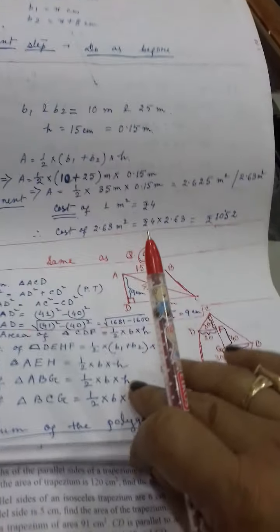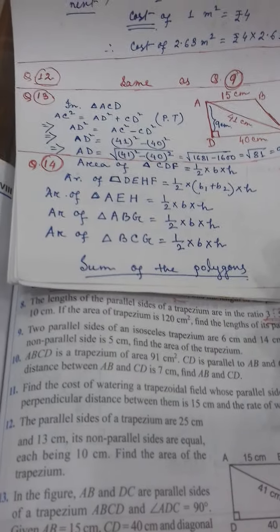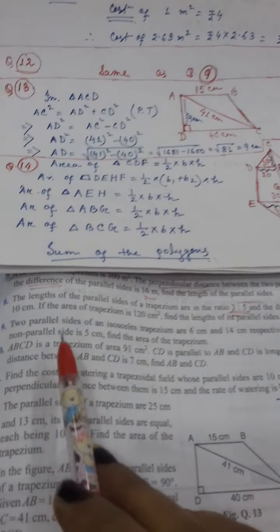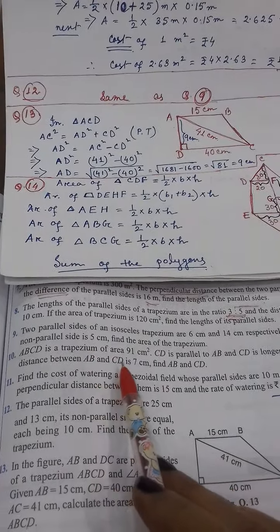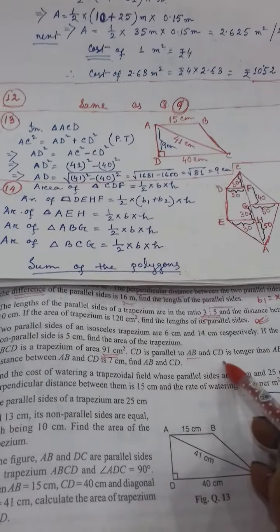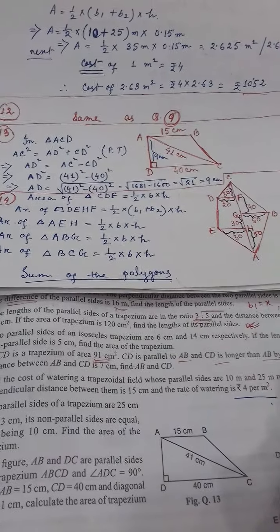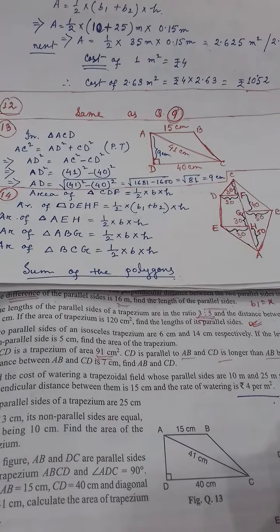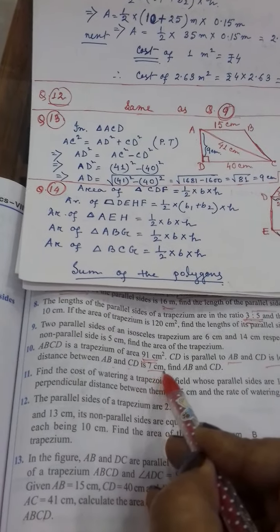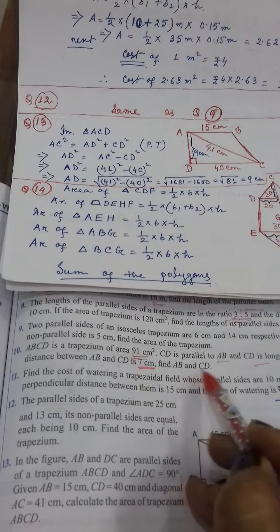Next, question number 10. It is given here, ABCD is a trapezium of area 91 centimeter square. CD is parallel to AB and CD is longer than AB by 8 centimeter. Longer, that means more. If the distance between AB and CD is 7 centimeter, distance means height. Find AB and CD, means the two parallel sides.